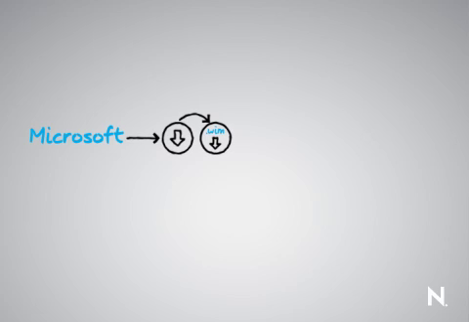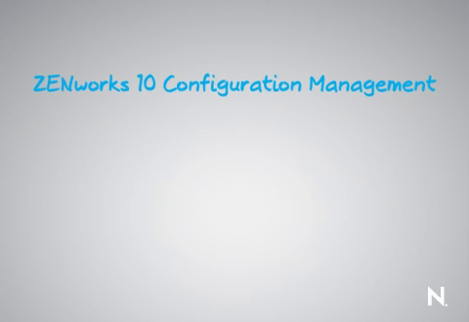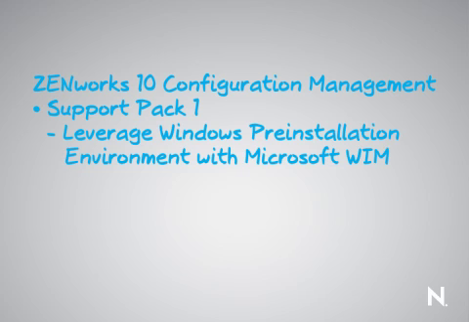So if you want to leverage that capability, you can now do that by using WIM and WAIK, save the WIM file in your image repository, and then use ZenWorks to actually control the restoration and the assignment of that. This gives you the flexibility to pick the tool that best works for you in whatever situation you may have. Beginning with ZenWorks 10 Support Pack 1, ZenWorks has had the ability to leverage the Windows PE environment in conjunction with Microsoft WIM. Additionally, in Support Pack 2, we added the capability to leverage Ghost.